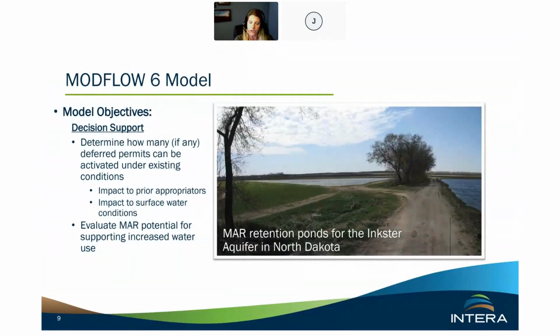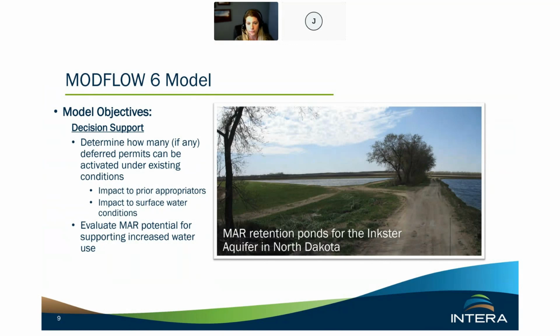So our main model objectives were decision support: determine how many, if any, deferred permits can be activated under existing conditions. And then with those active permits, what can the prior appropriators expect as impacts to them? And then what could be the possible impacts to surface water conditions? And then an additional objective of this model was to evaluate the potential for managed aquifer recharge, or MAR, as a potential for supporting increased water use.